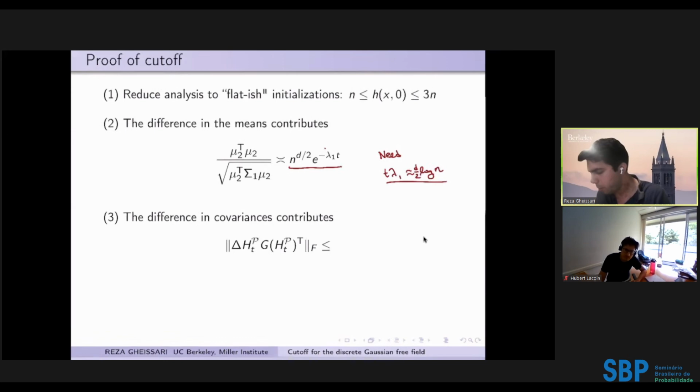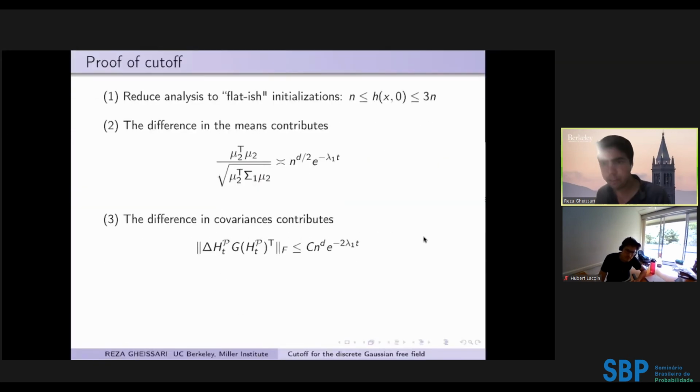And for the covariance term, using the kinds of bounds we had, you get the same kind of trade-off. Again, that one's d over 2 and lambda 1 t. Here it's n to the d, but twice the same quantity. And so at that time, you've lost everything. You're seeing a transition in the total variation in both terms. So that gives you this cutoff location.